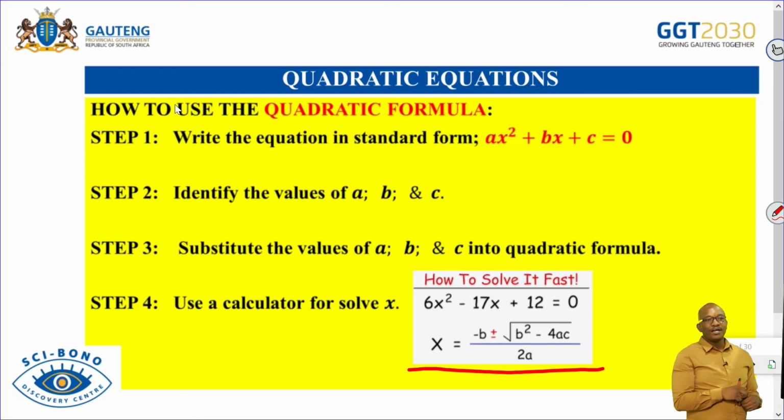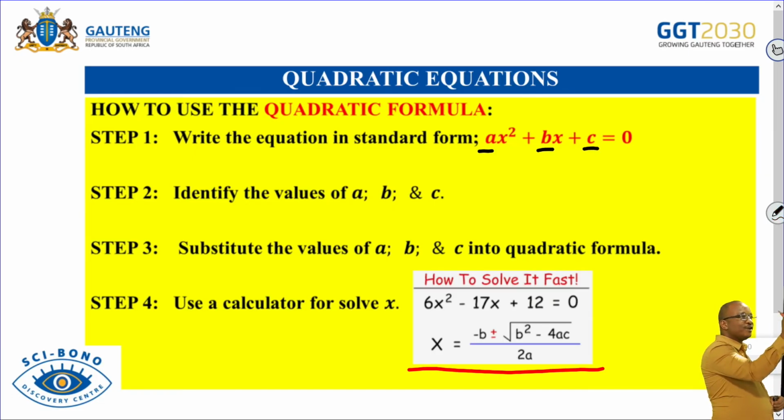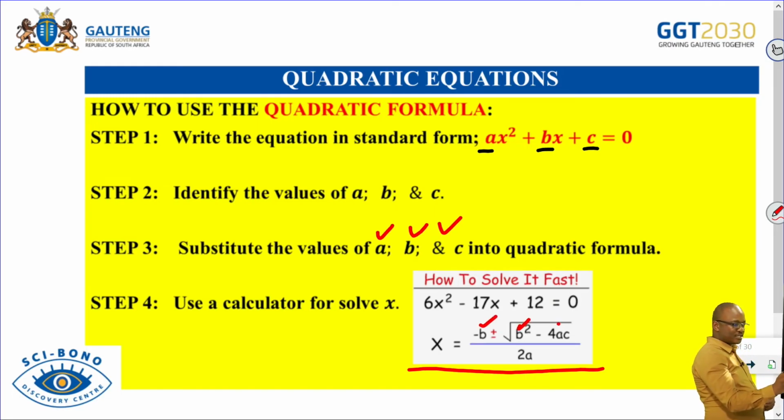When you're looking at step number 1, the first step is to write our equation in the standard form. From the standard form, you need to be able to identify the value of a, the value of b, and the value of c in your equation. You identify them. That is step number 2. After identifying them, you substitute the values of a, b, and c in your formula. Where there is b, you substitute the value of b. c, you substitute the value of c. And a, you substitute the value of a.